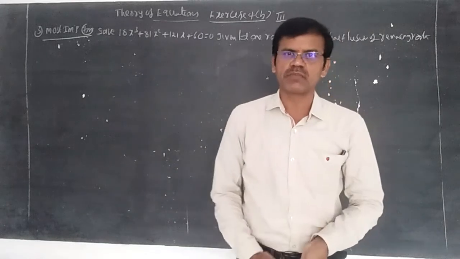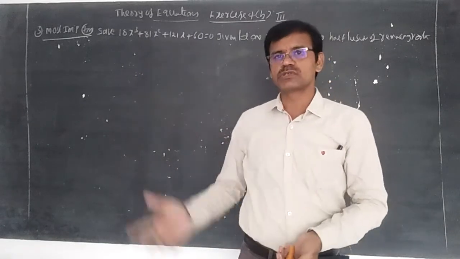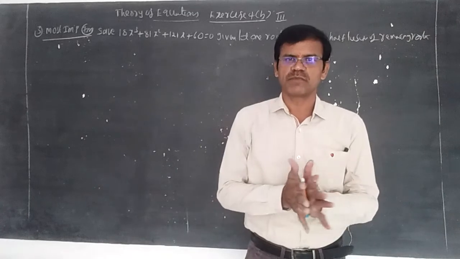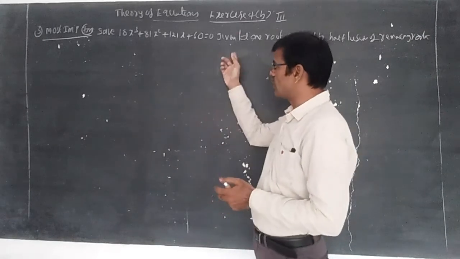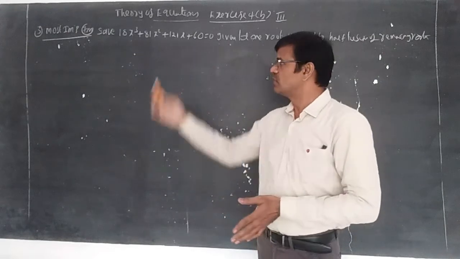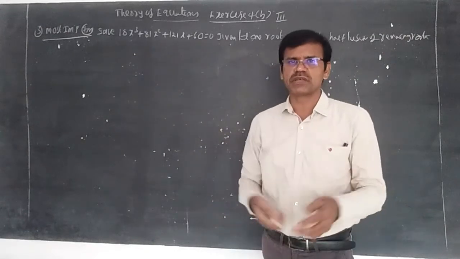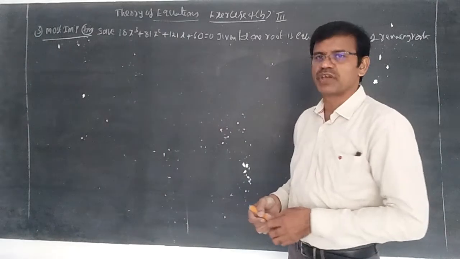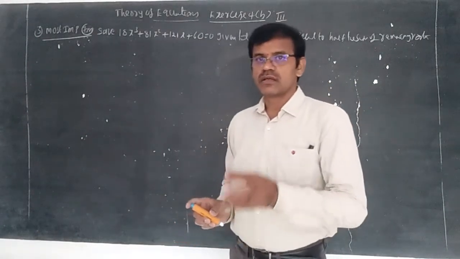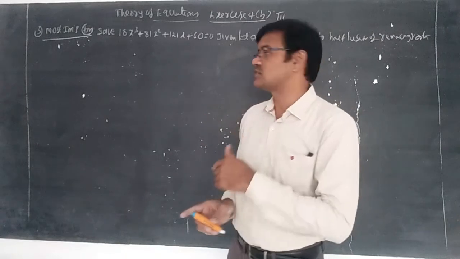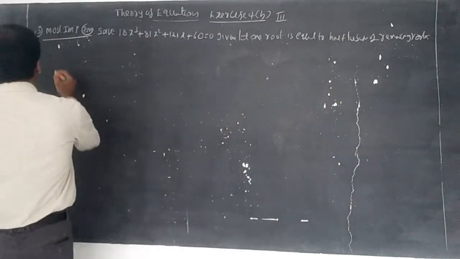Whenever it is an AP condition, we can understand the roots are a minus d, a, a plus d. It is the better way to do the sum. Of course, we can do alpha, beta is equal to alpha plus gamma by 2, alpha plus beta plus gamma by 2. Anything we can do, but it is the simple way to calculate the arithmetic problem. That is why this is the most important question.